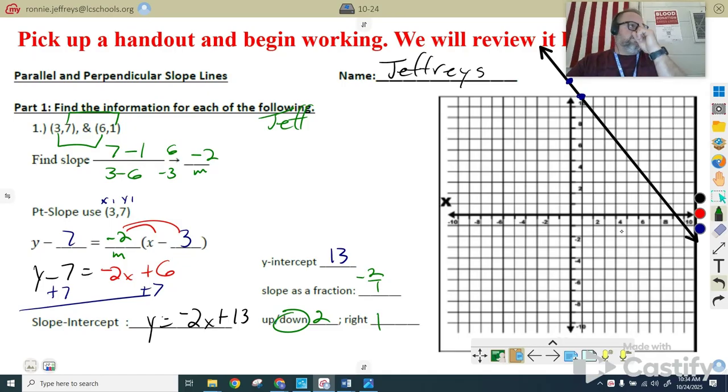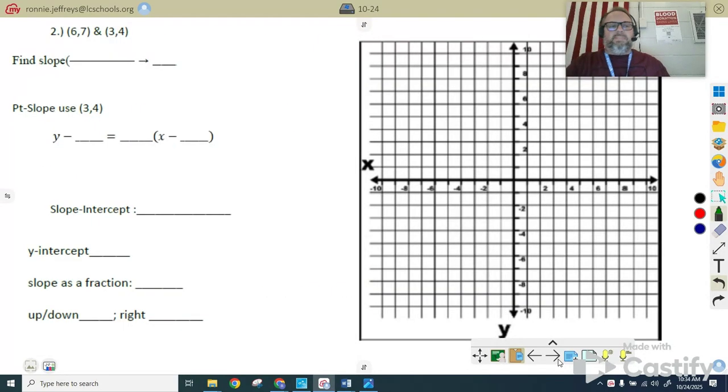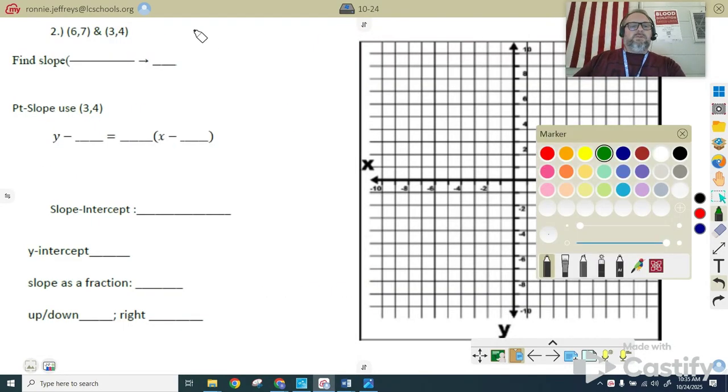All right, is everybody good with number 1? Anybody have any kind of questions how I got this or what? I just kind of guessed on this y-intercept, okay? Because it goes up to 11, okay? All right. Now, this one we're going to do in the traditional method.